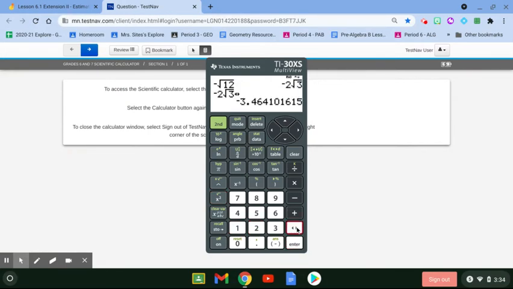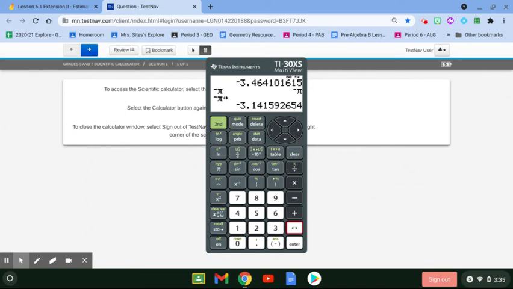So I'm getting negative 3.464. I'm going to leave it at that for now. Okay, and then for pi, I have negative, and then I'm going to look for pi on here. There it is. Negative 3.1415. I could keep going on forever.